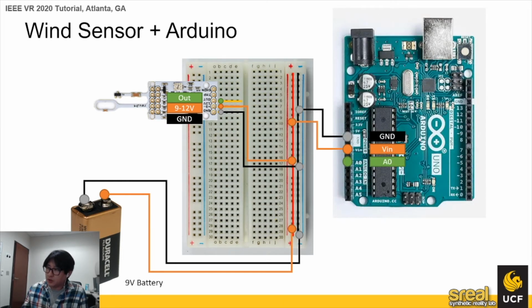And of course, Arduino is the same. V-in part will be connected to this plus part, and then ground part will be connected to this minus part. And finally, the output part is connected to this analog in.